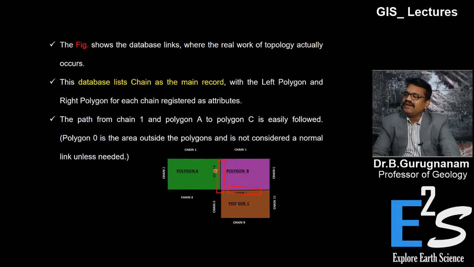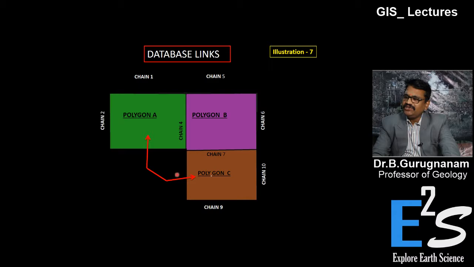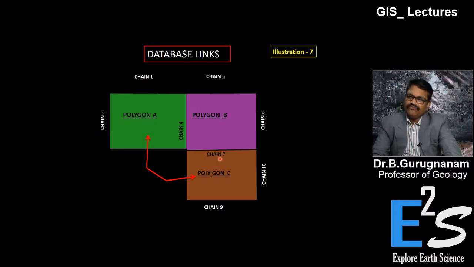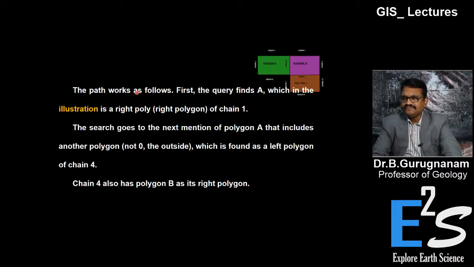So you see you have connectivity like this, but what is the actual connection between these? It is not established. The connection is over here, the connection is over here, but the connection between these is not established. The figure shows the database link where the real work of topology occurs. The database lists the chain as the main record. You see you are using only the chain for the establishment of these database features.